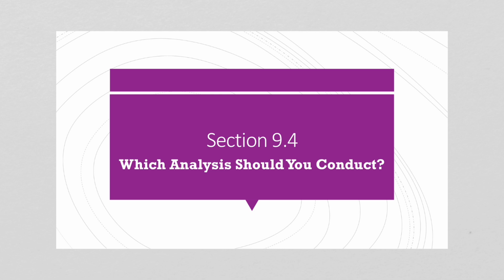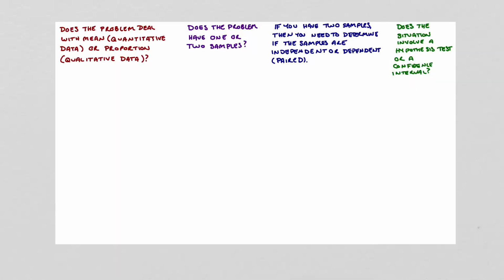So here you're not actually going to conduct hypothesis tests or confidence intervals. You're just going to decide, are you doing a confidence interval or a hypothesis test, and which type? So let's go ahead and dive in. So in your guided notes, you'll have 4 columns, and each column has a question up on top. The first question that you should ask yourself is, does the problem deal with the mean, or in other words, quantitative data, or a proportion, qualitative data?